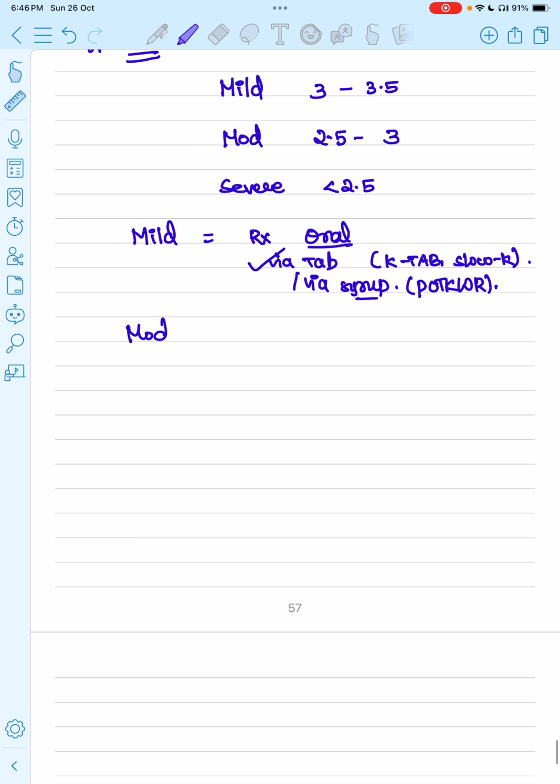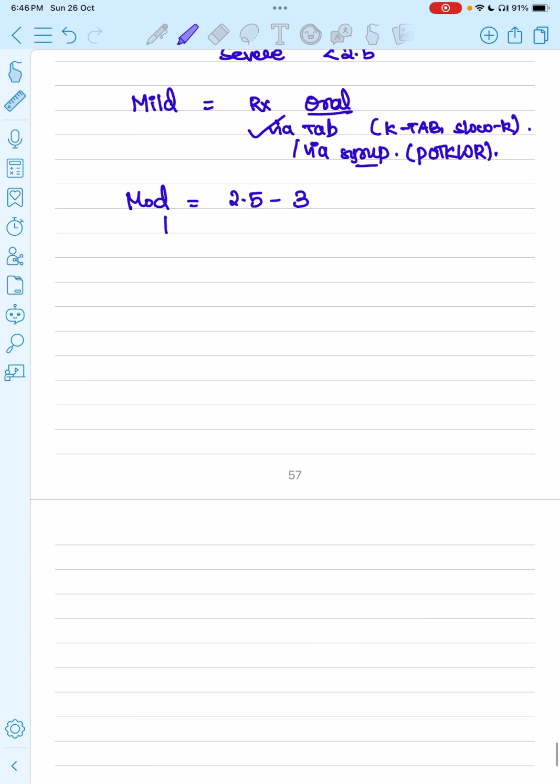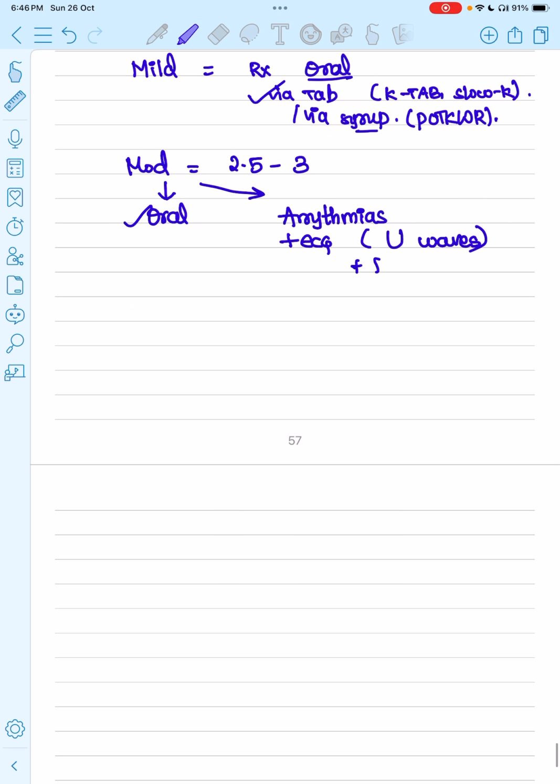In moderate hypokalemia, where potassium is 2.5 to 3 milliequivalent per liter, if patient is able to tolerate orally, then oral is preferred. If patient can't tolerate orally or developed arrhythmias, or any ECG changes. In hypokalemia, the characteristic feature is U wave and flattening of T wave.